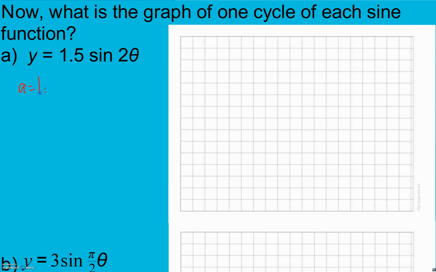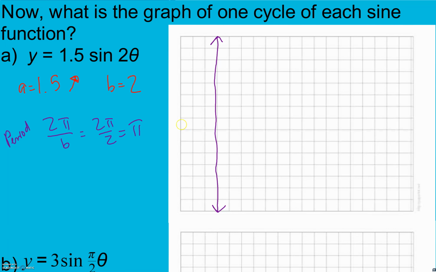A here is 1.5, so we're going to go up. That's our amplitude. Our B is 2. So we're going to take 2 pi divided by B, just 2 pi divided by 2, which is pi. And this is our period of our function. Graph of one cycle. So I guess I don't need the arrows, sorry. Pi.